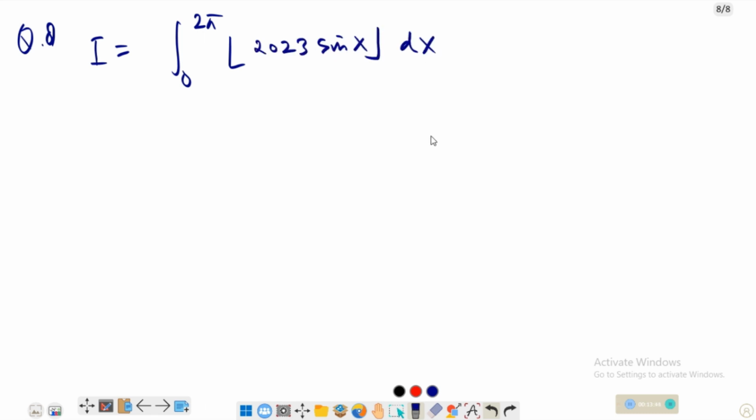Now question number 8. I is equal to the integral from 0 to 2 pi of the greatest integer of 2023 sin x dx. We know how to plot the graph of the greatest integer function. So first of all we need to know what the greatest integer function is.